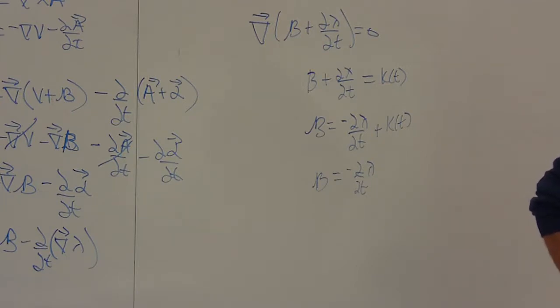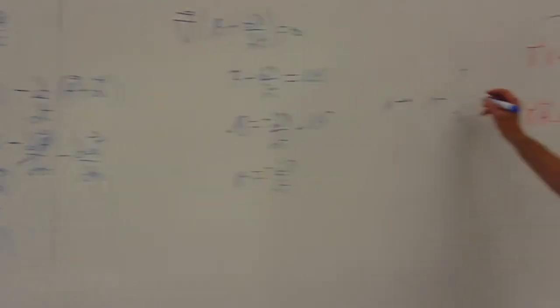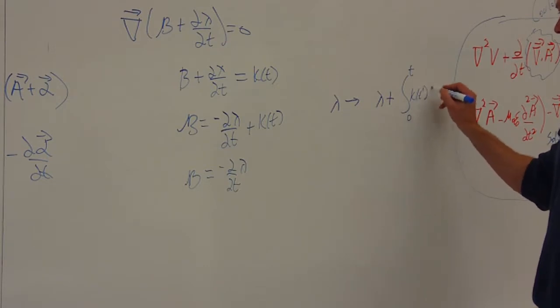Okay, so what you're essentially doing is integrating with respect to time k of t. Now, if you differentiate that, what are you left with? Then you're left with k of t. So watch. Let's let lambda go to lambda plus the integral from 0 to t of k of t prime dt prime.